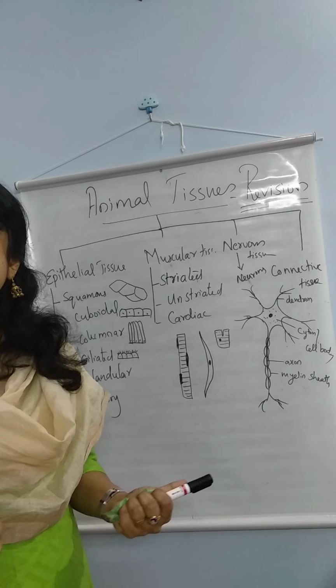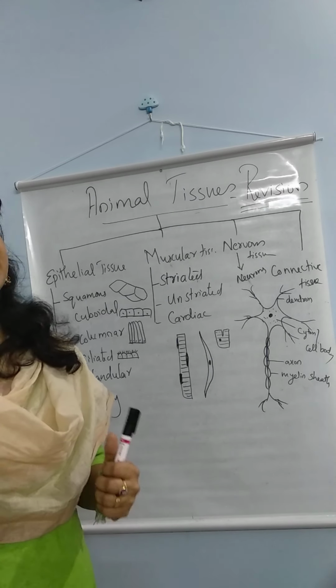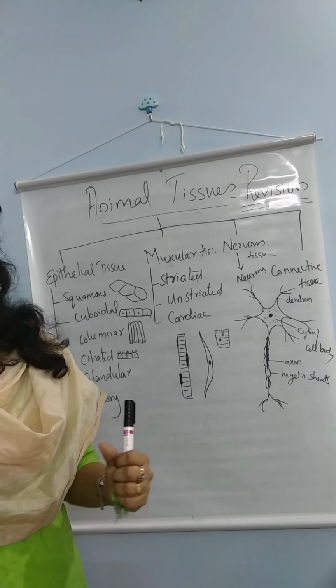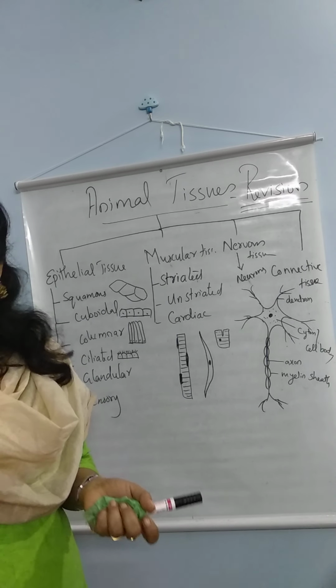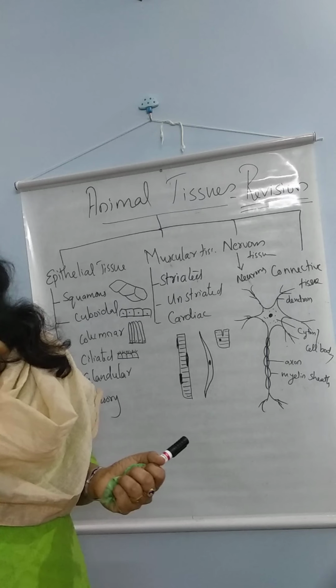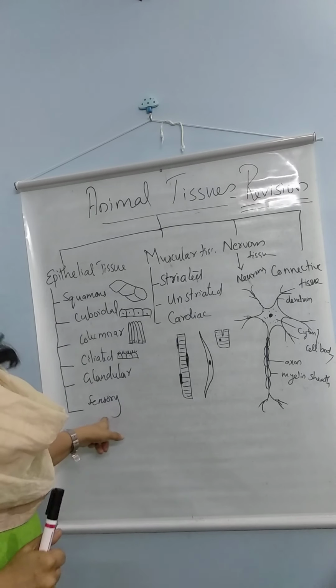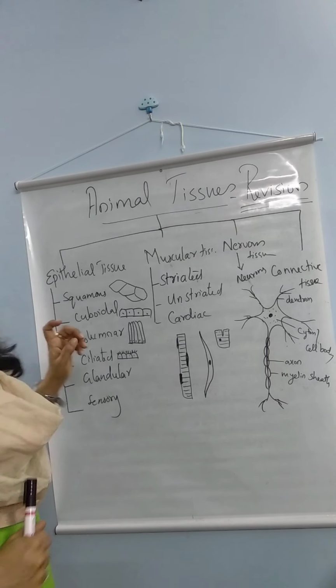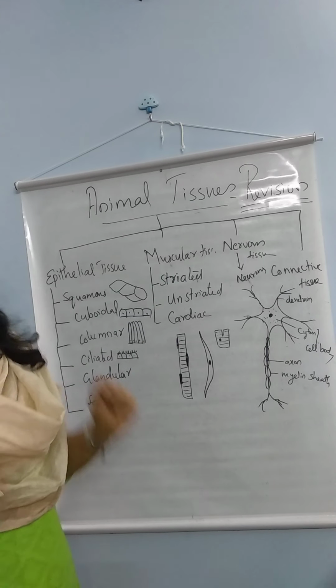So where can we find them? We will find them in all 5 sense organs. Which are the 5 sense organs? Skin, eyes, ears, nose and tongue. So in all these regions we can find sensory epithelium. So it helps us to sense the surroundings.